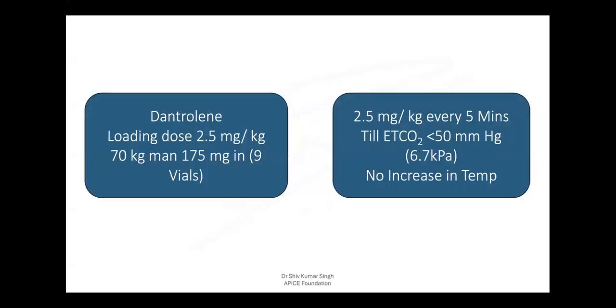And what's the dose? We'll talk a little bit more about dantrolene. The dantrolene loading dose is 2.5 milligram per kg. So if we have an average 70 kg man, we require 175 milligrams, and that is 9 vials. And you have to repeat this 2.5 milligram per kg every 5 minutes till your hypermetabolic state is stabilized, the end-tidal CO2 comes down to less than 50 millimeters of mercury or 6.7 kPa, and the temperature is not increasing, rather it is stabilizing or coming down.